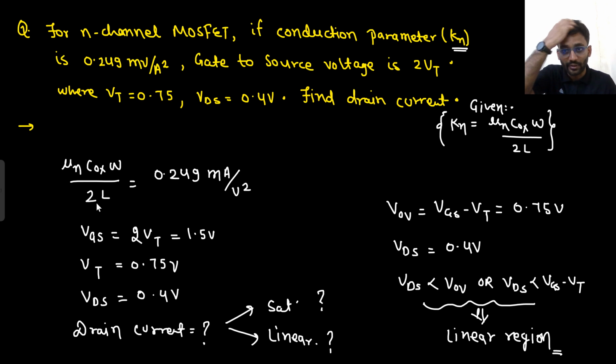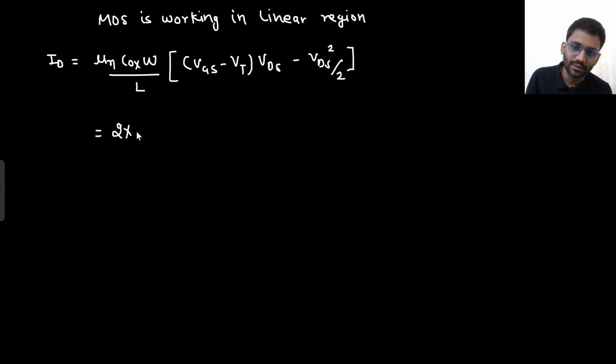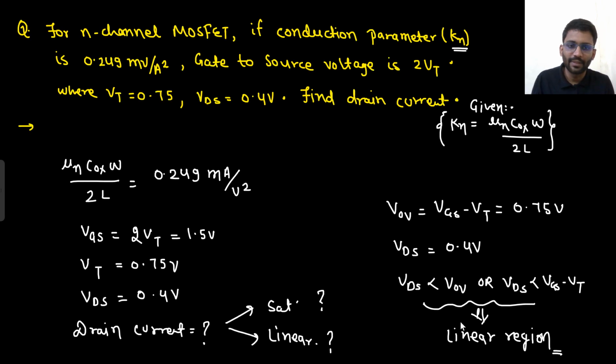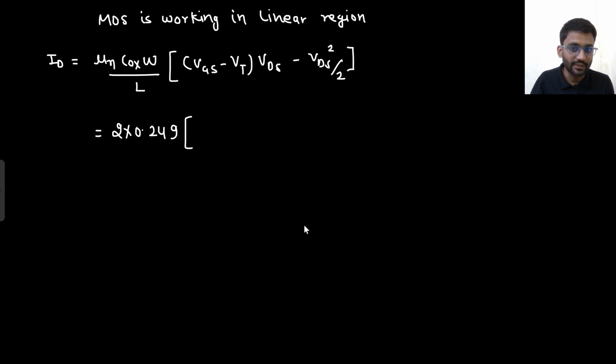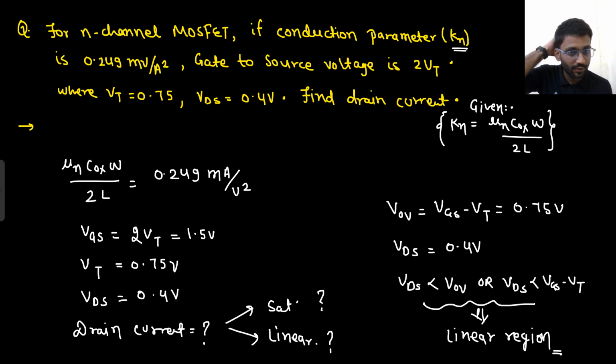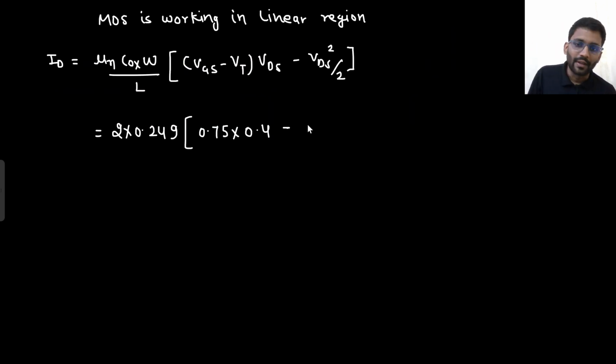So what is the value of mu n Cox W by L? The value of mu n Cox W by L will be 2 times 0.249. What is the value of VGS minus VT? VGS minus VT is 0.75. What is the value of VDS? That is 0.4, minus 0.4 square by 2. You just need to solve it and you will get the value of ID. Okay, let me solve it and I will write down the final answer.